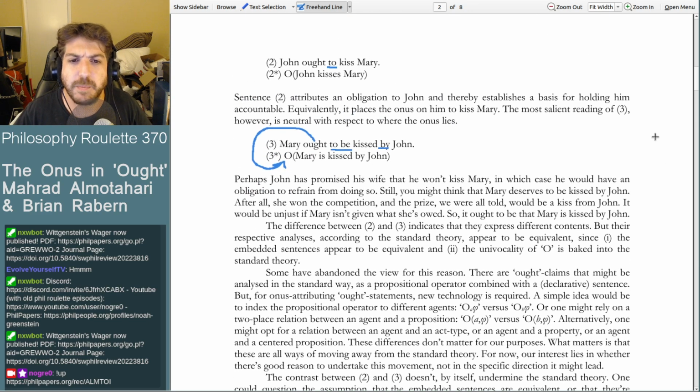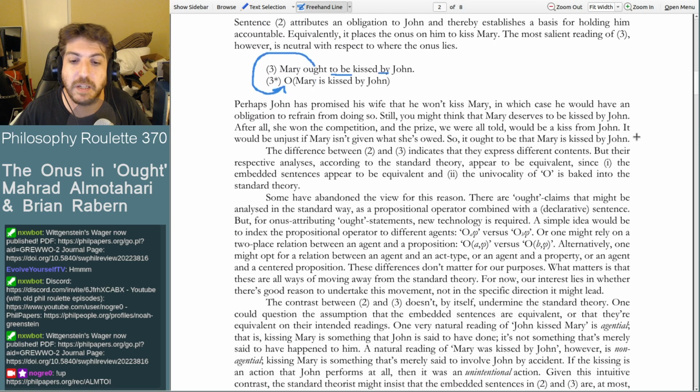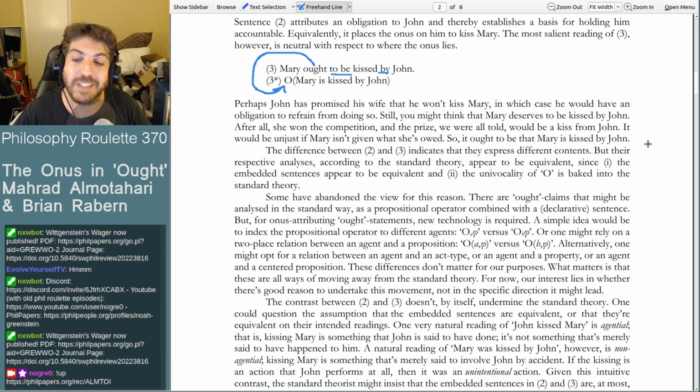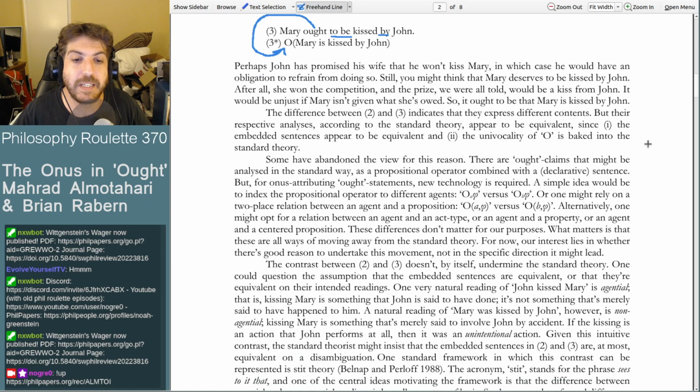The difference between 2 and 3, "John ought to kiss Mary" and "Mary ought to be kissed by John," indicates that they express different contents, but their respective analyses, according to the standard theory, appear to be equivalent since, one, the embedded sentences appear to be equivalent, and two, the univocality of O is baked into the standard theory.